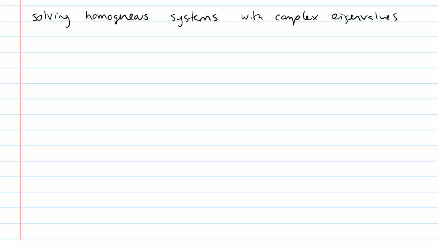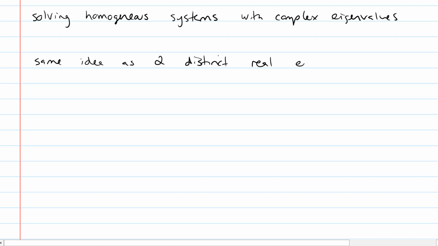So this video is going to be about solving homogeneous linear systems of linear DEs with complex eigenvalues. So it's the same idea as having two distinct real eigenvalues, but with your lambdas being alpha plus or minus beta i. Let me try to write that better. Lambda is equal to alpha plus or minus beta i.